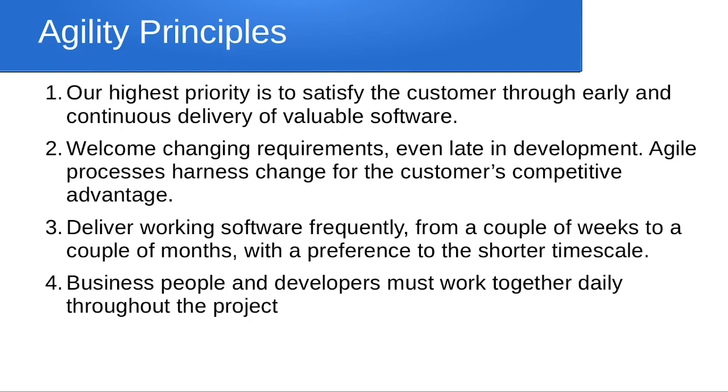Now the third principle says deliver working software frequently. As we understand that we have to deliver the software as early as possible, we also have to understand that these increments should be delivered frequently. Frequently means a couple of weeks, maybe every 4 weeks, even 2 weeks, or maybe every 2 months, but we have to keep this time scale as short as possible. If you are delivering new features in the software very frequently, that is the best thing in this agility principle.